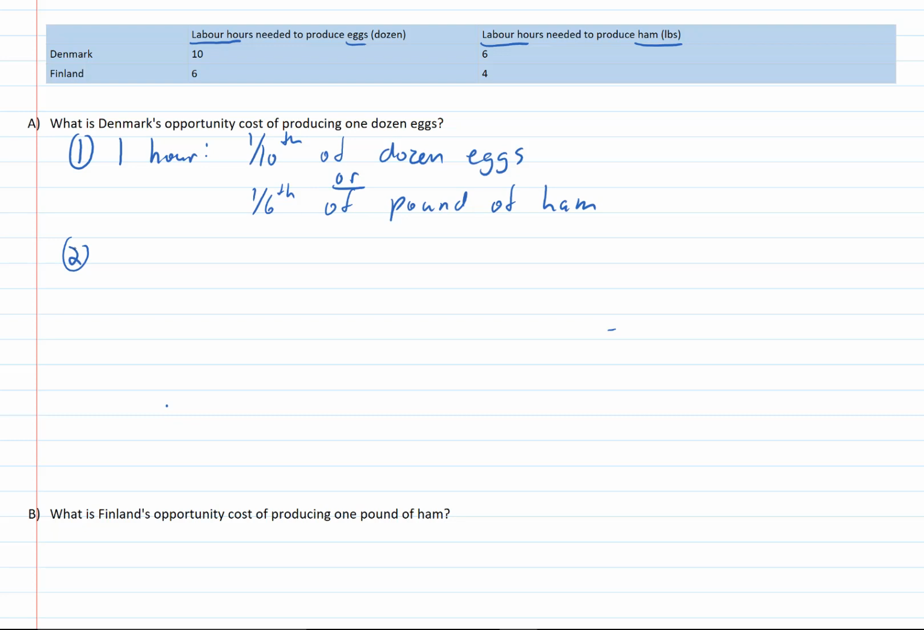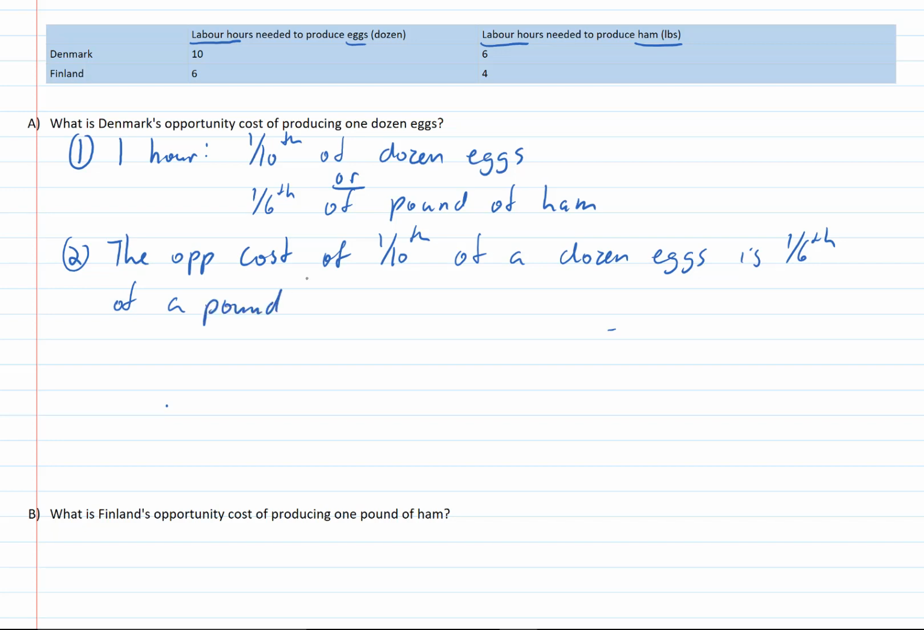The second step to solving this problem is simply to write this out in a sentence. So, the opportunity cost of 1/10 of a dozen eggs is 1/6 of a pound of ham.